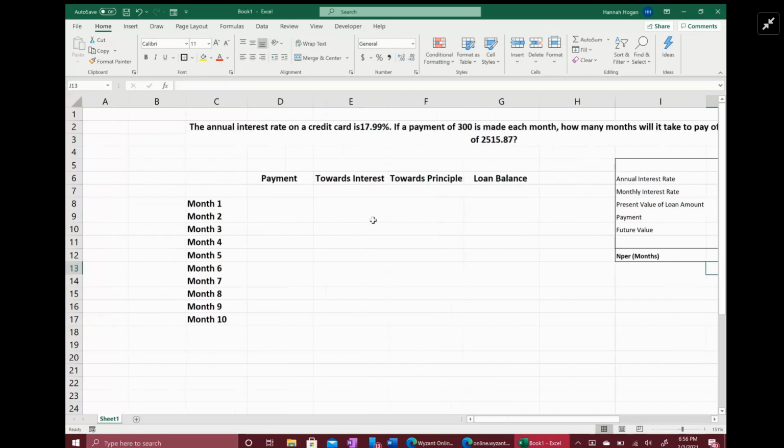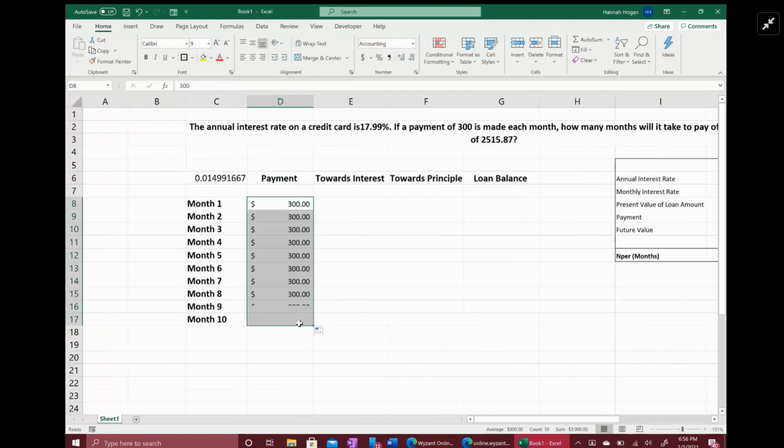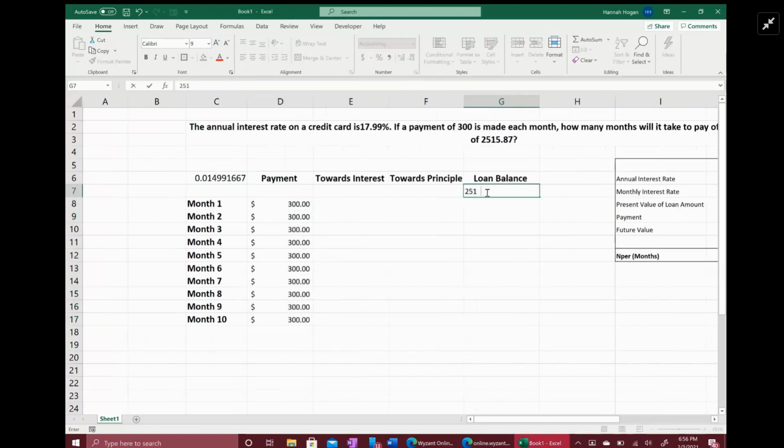Now I'm going to show you how to do it real quick with a little bit longer way, in case you can't use Excel or you're not allowed to use just the formulas. First thing I want to do is get my rate over here: 0.1799 divided by 12. The payment amount is going to be $300 each month. We're starting with a loan balance of $2,515.87.